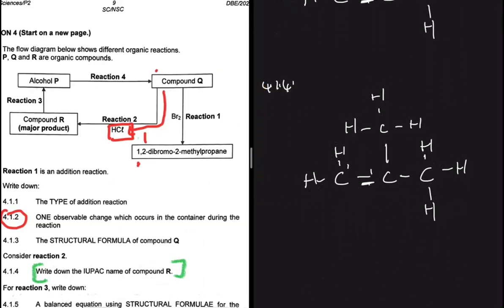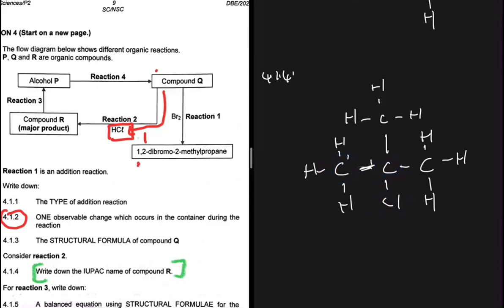Now that we add in HCl, we're going to lose this double bond, and chloro is going to come here and hydrogen is going to come here. Hydrogen goes where there is the highest number of hydrogens, and the halogen will come here in the middle, because this carbon is bonded to the least number of hydrogens compared to this first one here. So this is the structure we're going to have at the end for compound R.